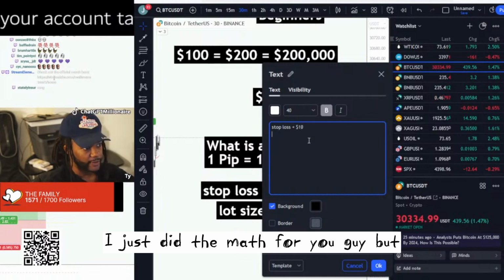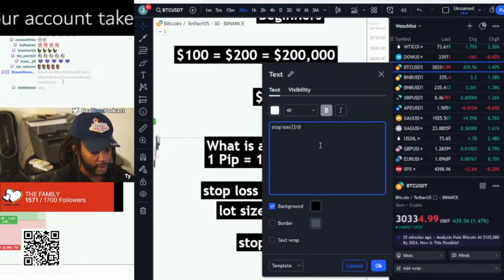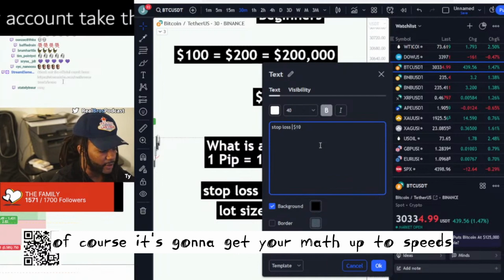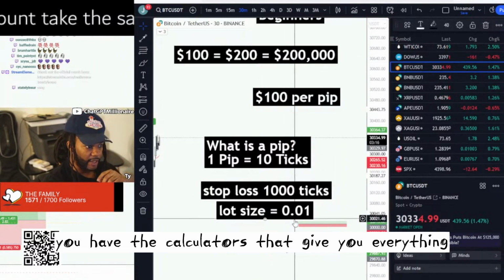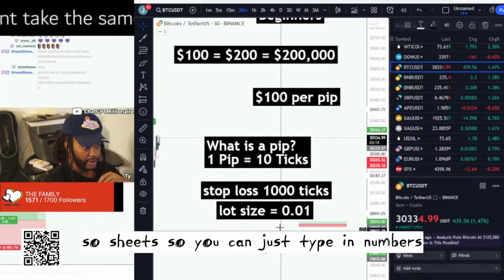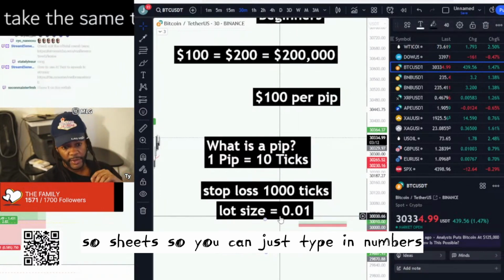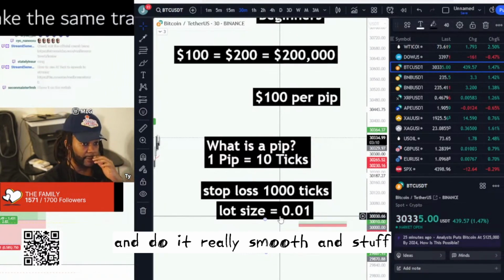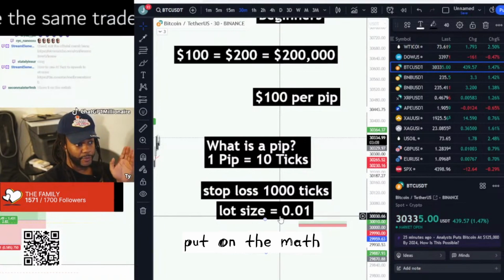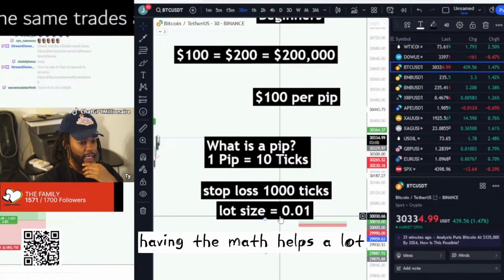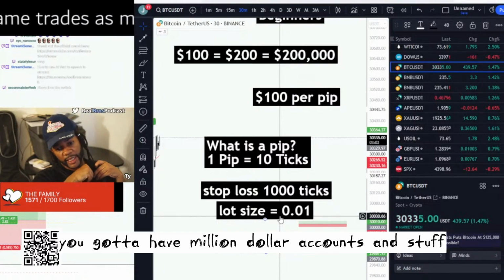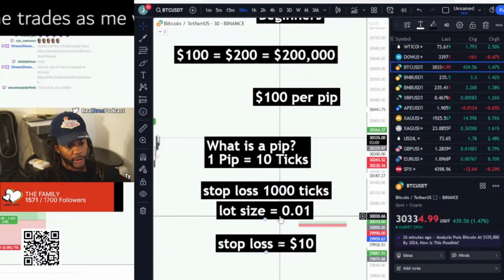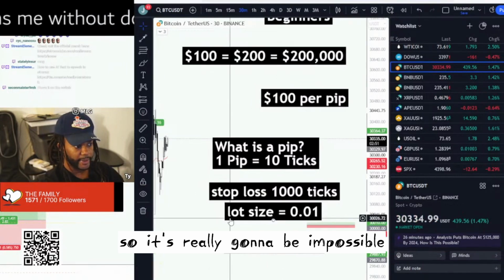I just did the math for you guys, but when you take the risk management course, it's going to get your math up to speed to where you're able to just do this quickly. You have the calculators that give you everything, Excel sheets, so you can just type in numbers and do it really smooth. But having the math helps a lot when you're dealing with big numbers. You're gonna have $1 million accounts, $2 million accounts. So it's really gonna be impossible.